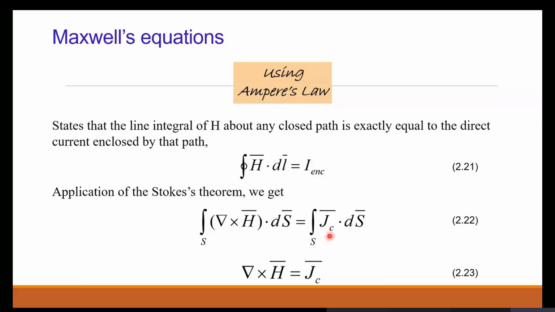So I is equal to surface integration of Jc dot dS, and if I equate these two things, this is the right hand side of this part, this is the right hand side of this part. So if we equate these two things, then what do we get? Del cross H is equal to Jc, that is the point form of Ampere's law. Okay, point form of Ampere's law.